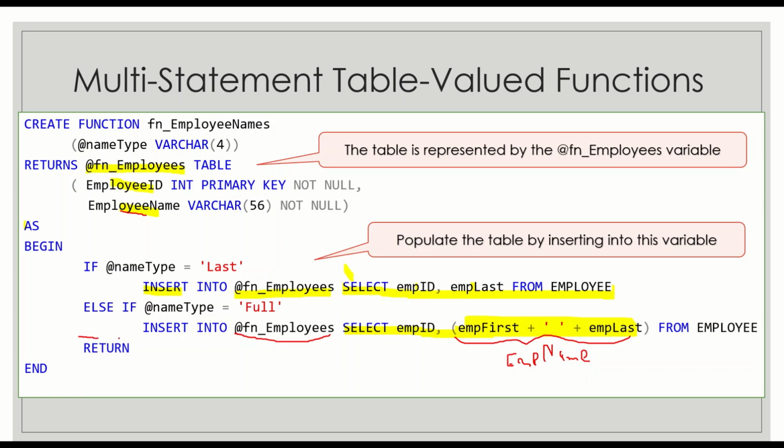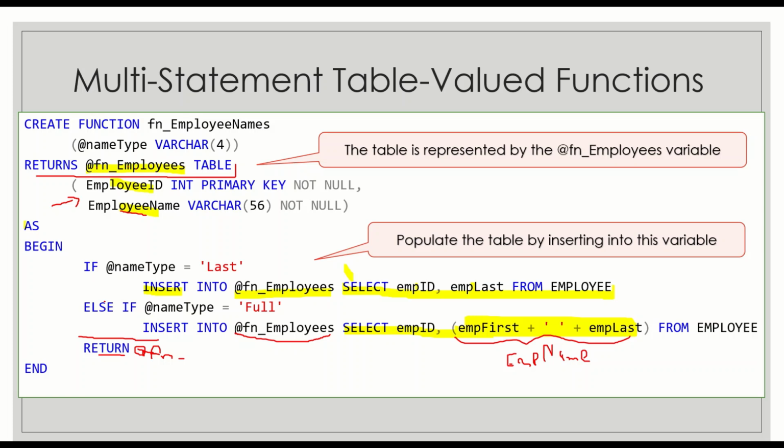Regardless of what happens, after this point, we can assume that the fn employees table exists, and we're calling return on its own. Notice how I'm not saying return at fn employees. We don't have to specify the name of the variable holding the table. And the reason that we don't have to specify is because we already specified it up here that we're returning this particular table with this particular name. So when you're doing a multi-statement table valued function, the return statement can stand alone and it will return whatever table you have generated in this area.